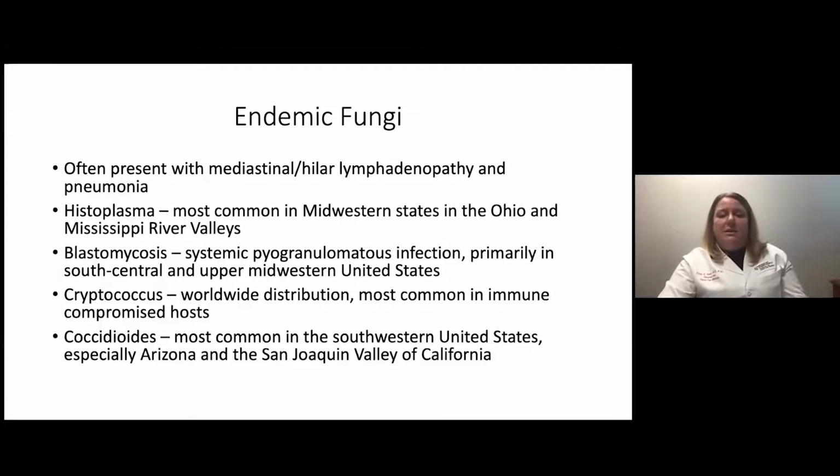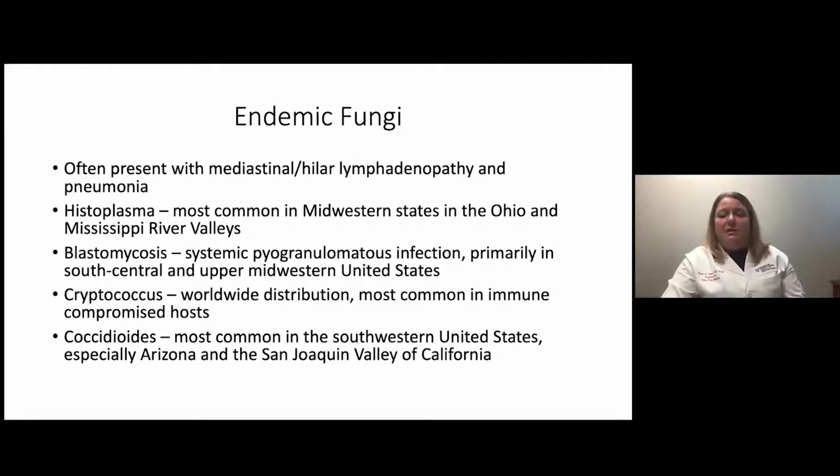Blastomycosis can cause more of a systemic pyogranulomatous infection, and it's primarily located in the South Central and Upper Midwestern United States. Now, I will say if you actually look at a map, the overlap of the geography of those 2 places is pretty substantial. However, for the purpose of the boards, they're usually very specific about locations where there's not overlapping. So blastomycosis would be more upper Midwestern, and histo is often more in the Ohio River Valley.